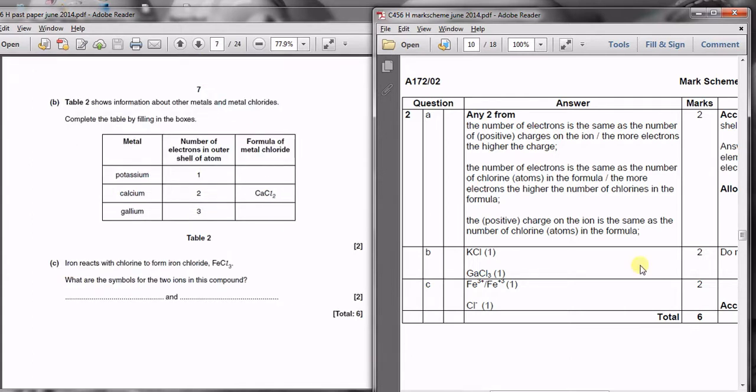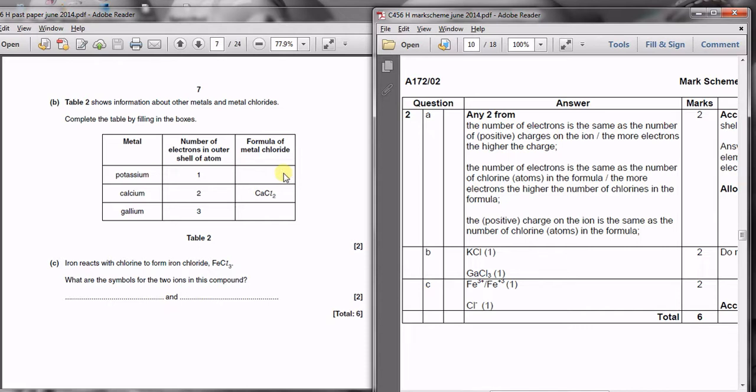Part B expects you to use these trends to be able to work out the formula of the metal chloride. So here we've got potassium, which has 1 electron in its outer shell. So if we have 1 electron in its outer shell, the chloride has 1 chloride within it. So the formula becomes KCl.